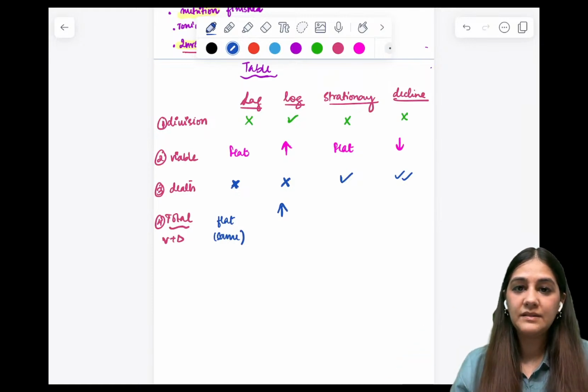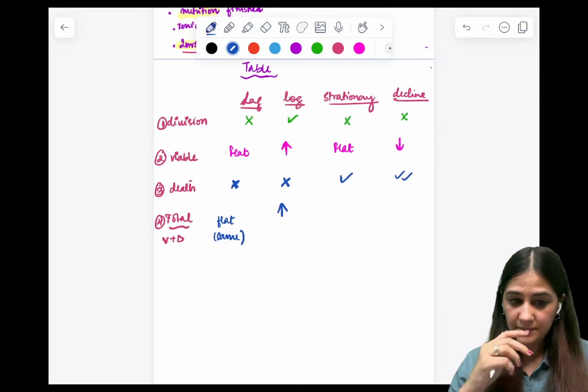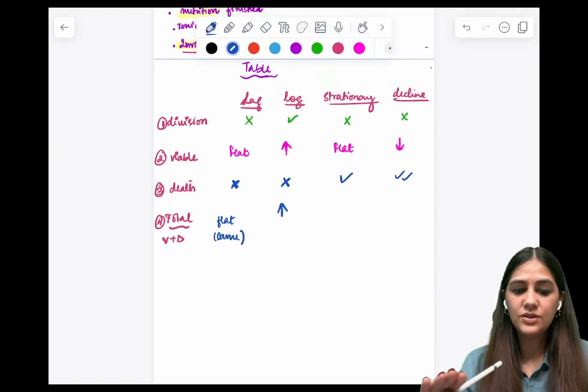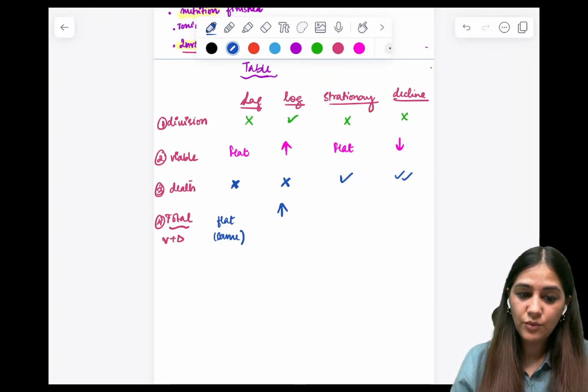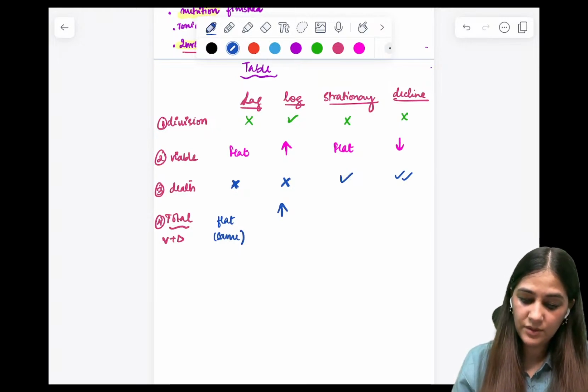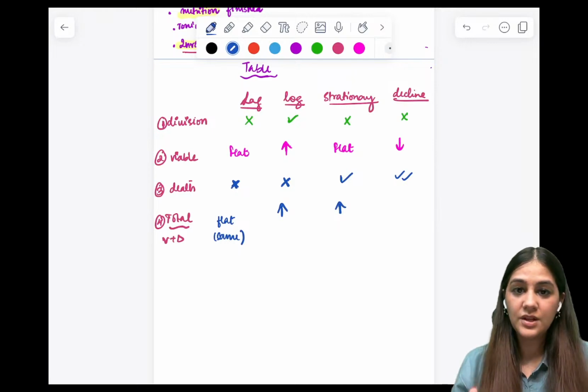Again, what is happening in the stationary phase? The viable count is flat and the total death count is not so much, right? The death count is also not so much and your viable count is flat. So what is going to happen in your total count? It is going to increase because now here the death is going to increase, right?